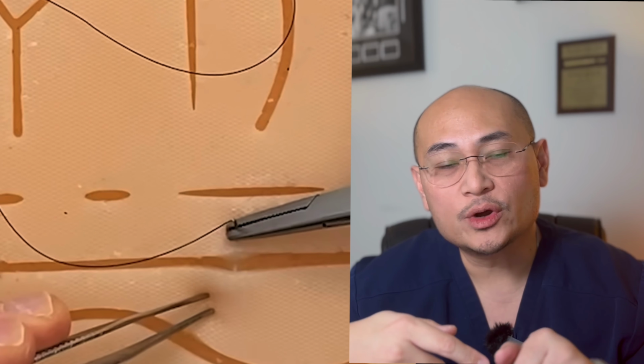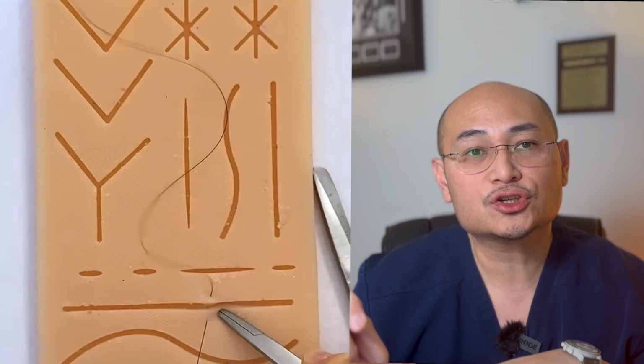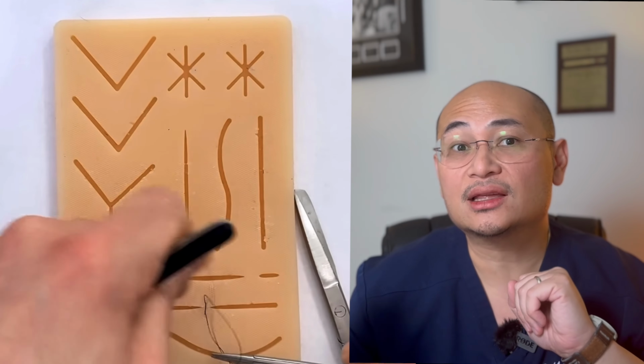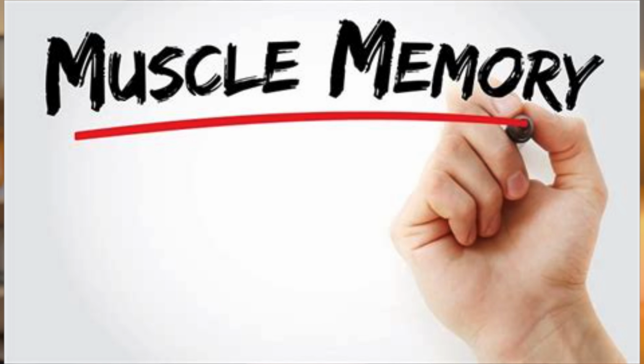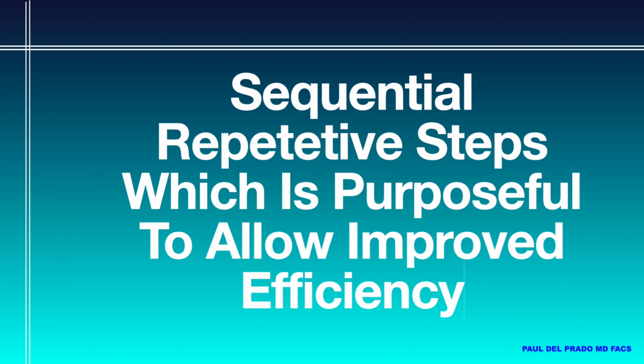Develop patterns. When you actually develop patterns such as where you grab the needle, where you take your first bite, how do you actually replace your needle, what do you do with the tail, how long of a tail do you leave, when you're tying knots, what type of loops are you doing? These are all things that when repeated become automatic and become faster and more consistent. Doing it over and over, doing it properly, is very important to achieve perfection. Do it in sequential repetitive steps which are purposeful to allow improved efficiency.